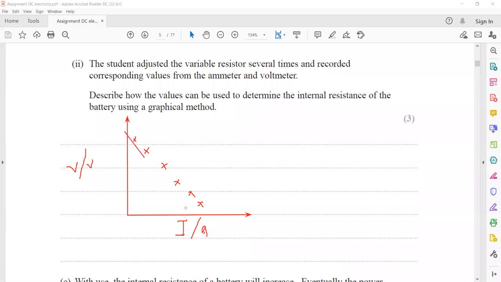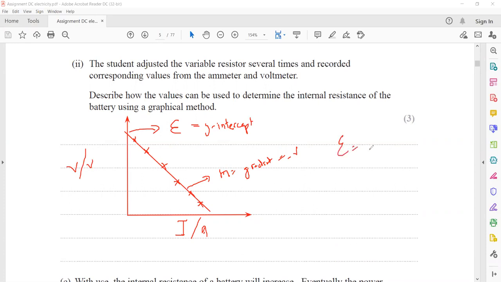Then the y-intercept, when the current is zero, the maximum voltage will be there. That will give us the EMF. So the maximum voltage of the cell is given by the y-intercept, and the gradient will be negative internal resistance.